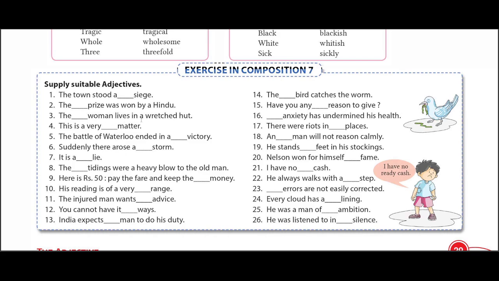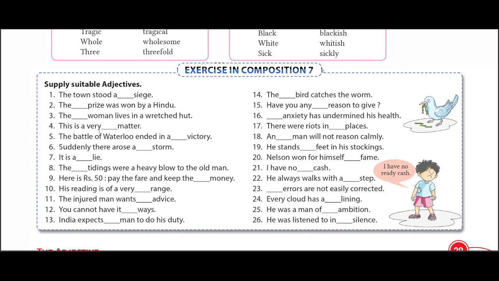The woman lives in a wretched hut, and we are supposed to provide an adjective for woman. Many are possible. The impoverished woman, the disadvantaged woman, the miserable woman, frail woman, aged, lonely, forgotten. The resilient woman lives in a wretched hut.